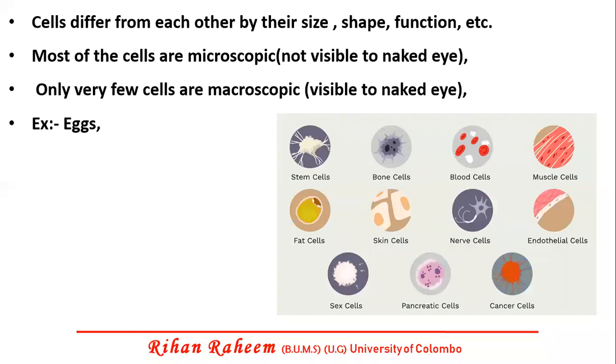Now your skin, it is made out of millions and millions of cells. You can see the skin. But if you take just one cell out of that skin, can we see it? Sometimes it's very small, we can't see it.